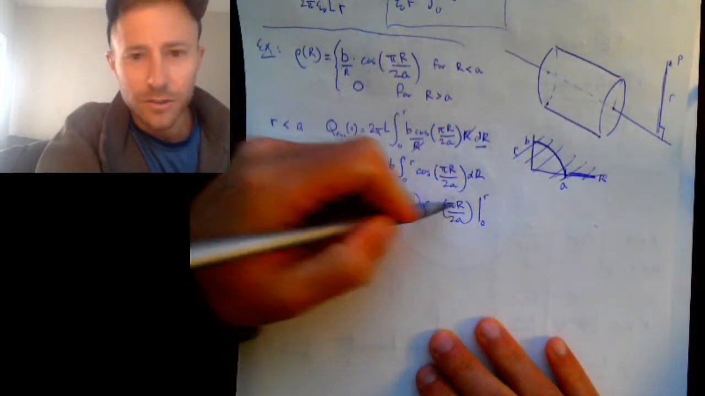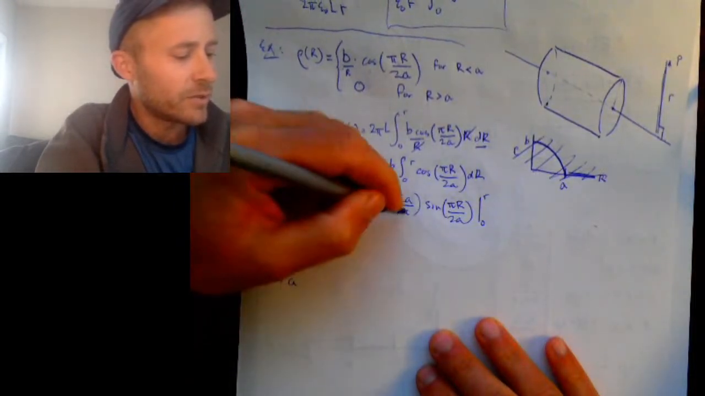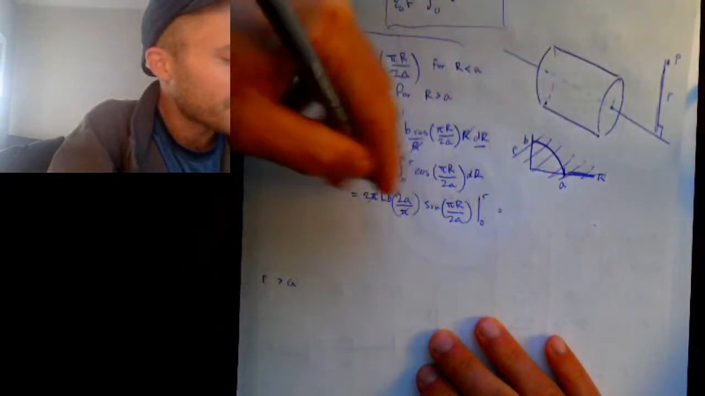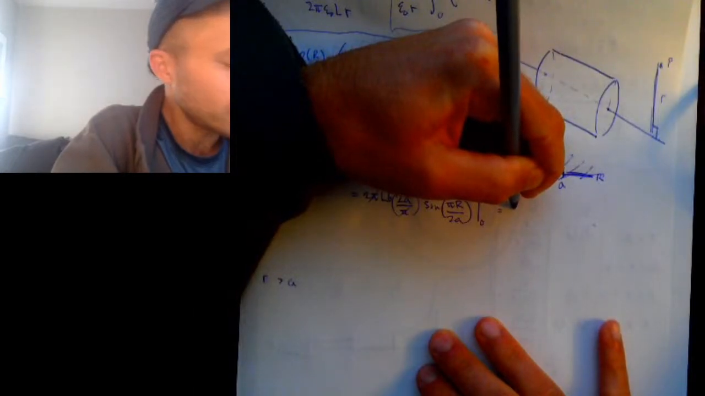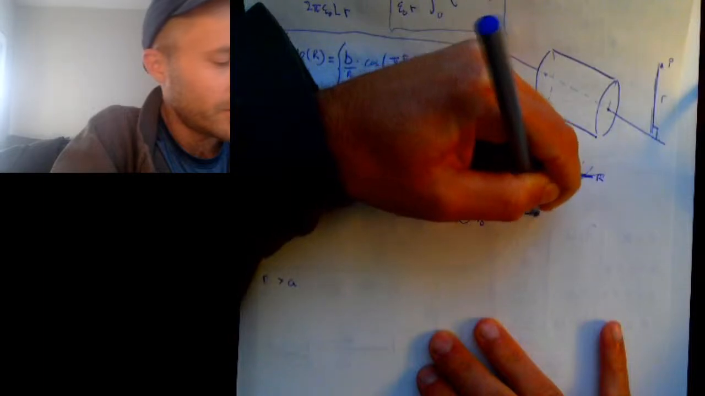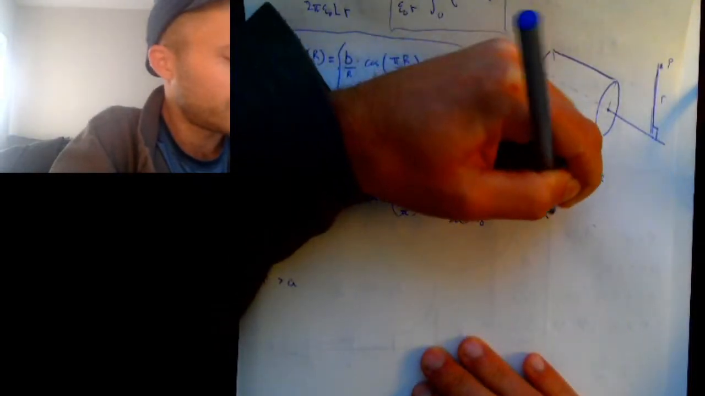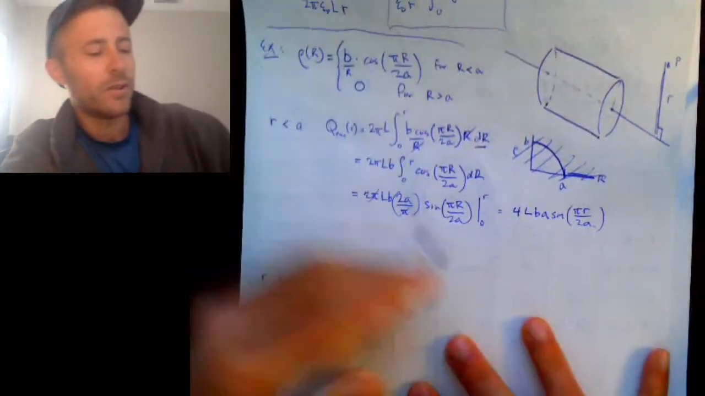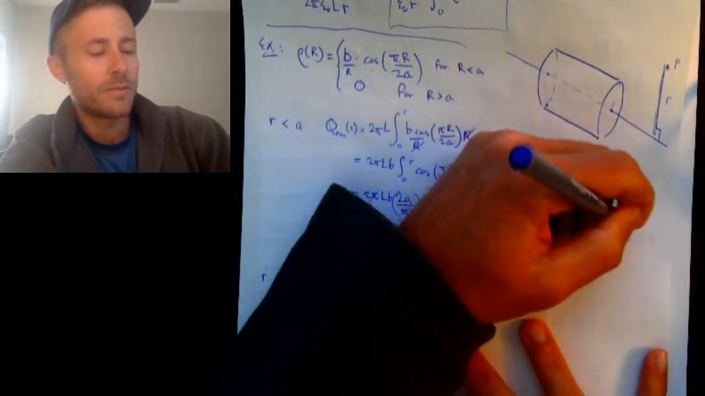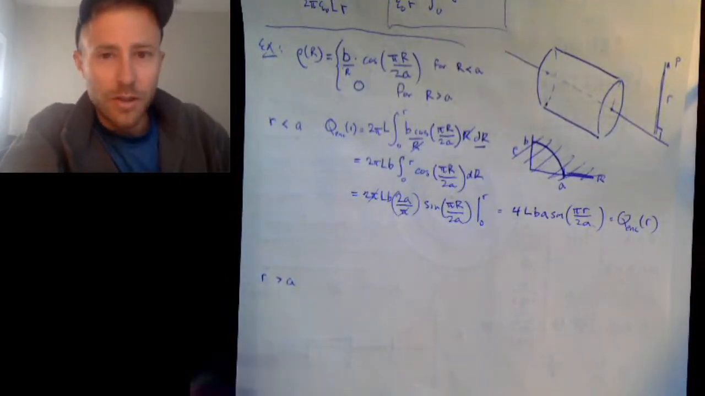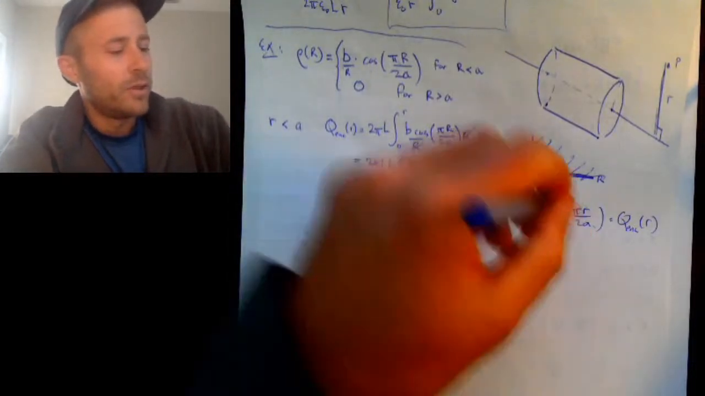So sine of 0 is 0. So the only term that matters is the little r term. So what I get is that the charge enclosed as a function of little r is 4 LBA sine of pi little r over 2a. So that is the charge enclosed as a function of little r, which I then plug in to this formula.